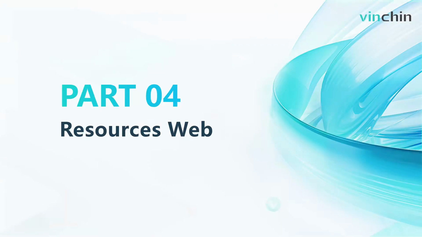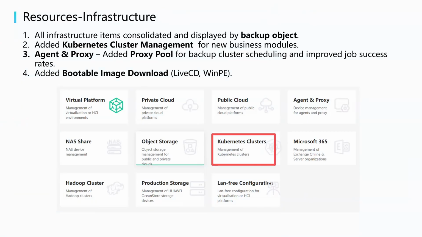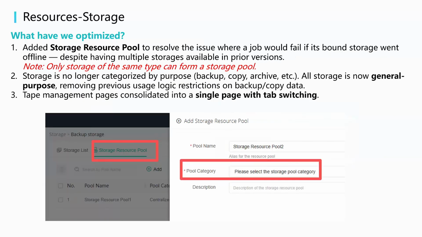And for the resources web, in the infrastructure page, all infrastructure items are consolidated and displayed by backup object and added Kubernetes cluster management for new business modules. And for the agent and proxy, added proxy pool for backup cluster scheduling and improved job success rates. And next, added the bootable image download, Live CD and WinPE.